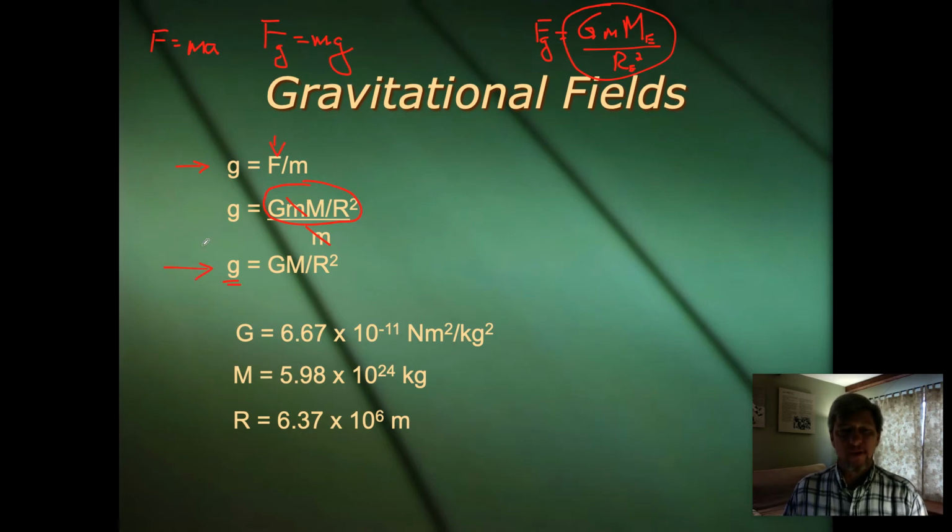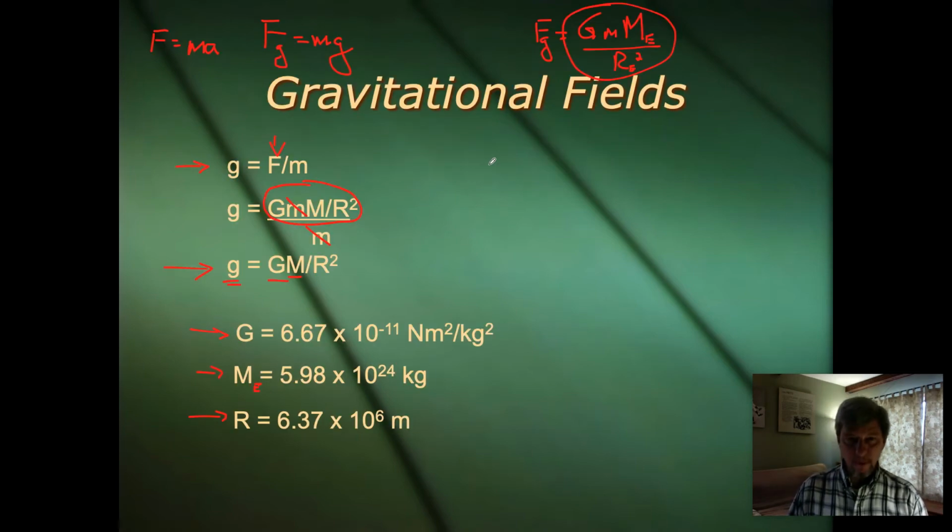planet if I know Newton's universal gravitational constant, which is this number here, that's big G, the mass of the planet, which for Earth, the mass of the Earth we know is 5.98 times 10 to the 24th kilograms. That's a lot of kilograms, all right? And divided by the radius of the Earth squared. And the radius of the Earth is 6.37 times 10 to the 6th meters, okay? So that's a lot of numbers.